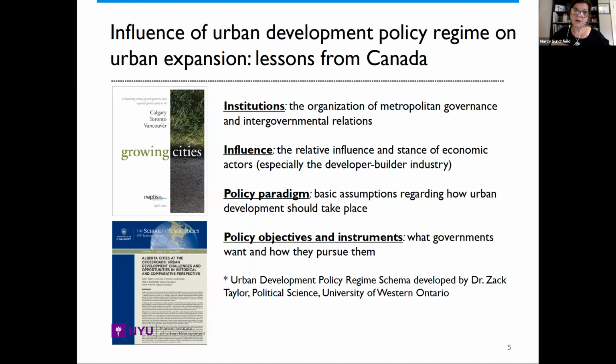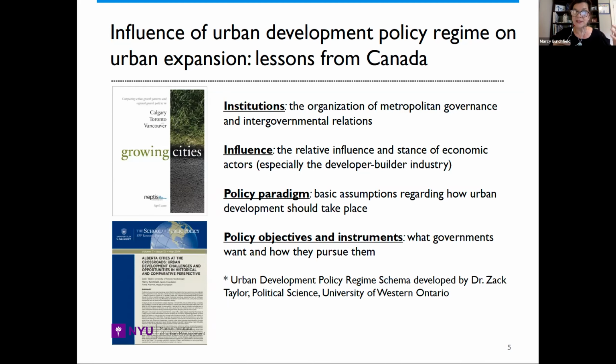So moving on to some work that I did with Zach Taylor, this is really looking at the influence of urban development policy regime on urban expansion. And what do we mean by that? We mean the institutions that organize metropolitan governance and intergovernmental relations, be it among individual municipalities or with higher tiers of government like states, provinces, and the federal government as well. The influence of individual economic actors, and this is really the developer and builder industry.